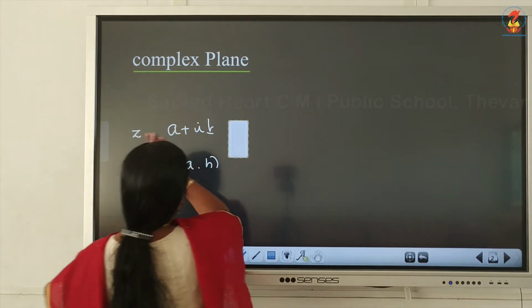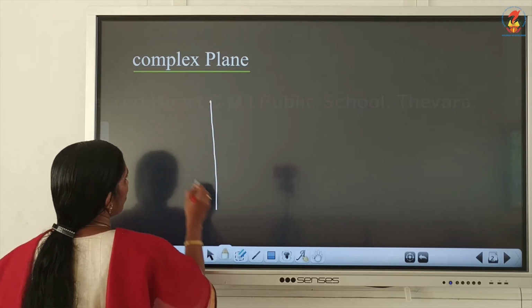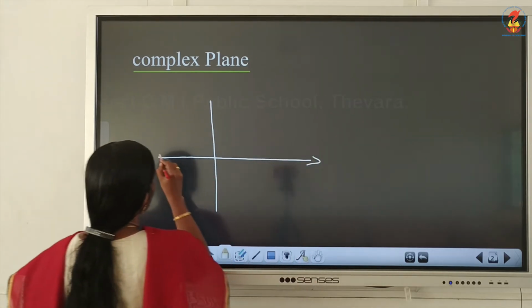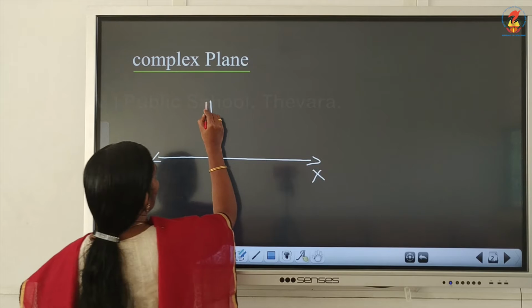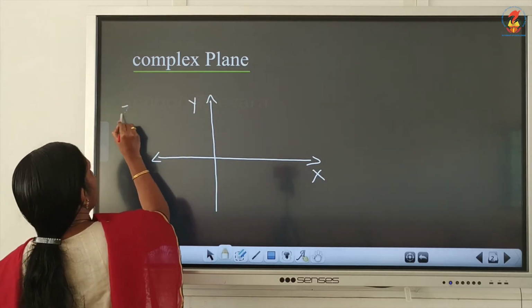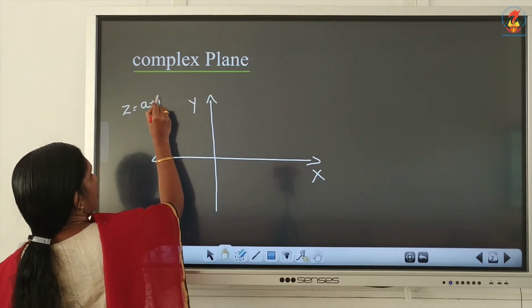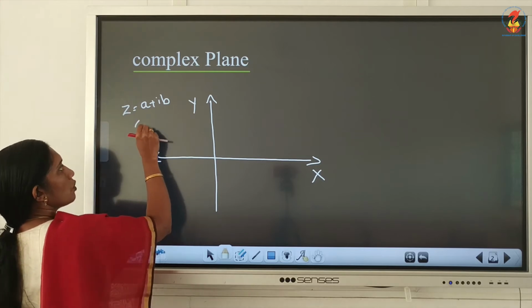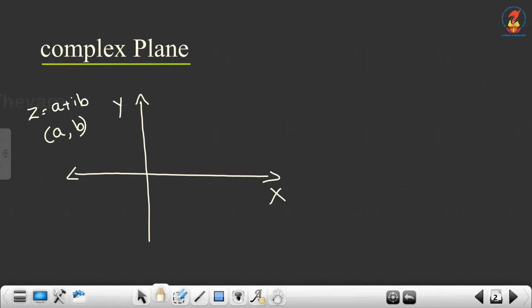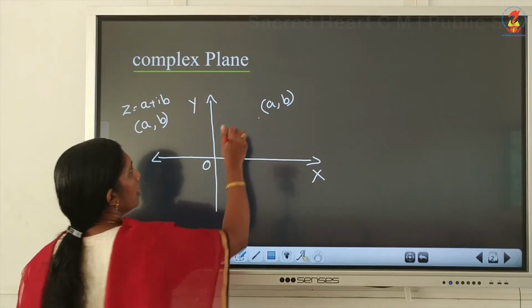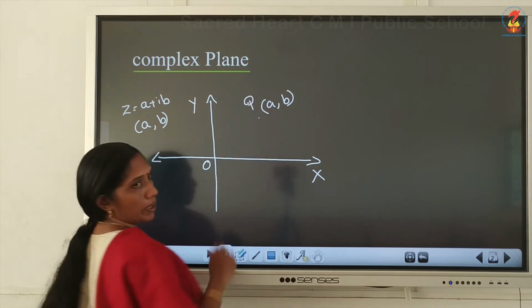Now, so x-axis and y-axis. Let z is equal to a plus ib. So this a plus ib corresponds to the ordered pair a comma b. So I can represent a comma b here, and this is the origin. So this corresponds to the complex number a plus ib. So this plane is known as complex plane or Argand plane. Let this point be P.